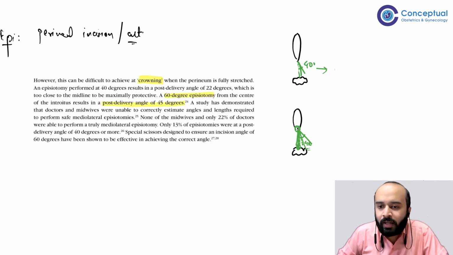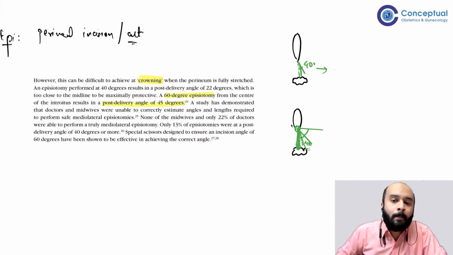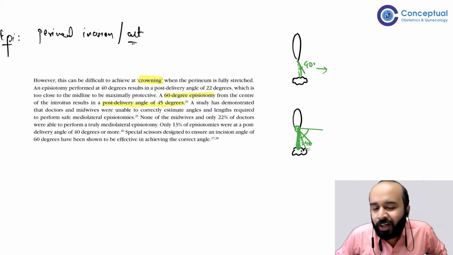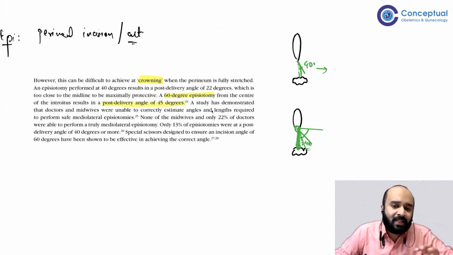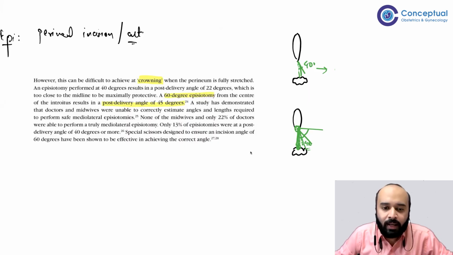Uske hisab se woh angle lena hai. The angle should not be taken from a transverse line, it should be taken from the midline that connects the posterior fourchette to the anal opening, and a 60-degree angle is the correct angle.